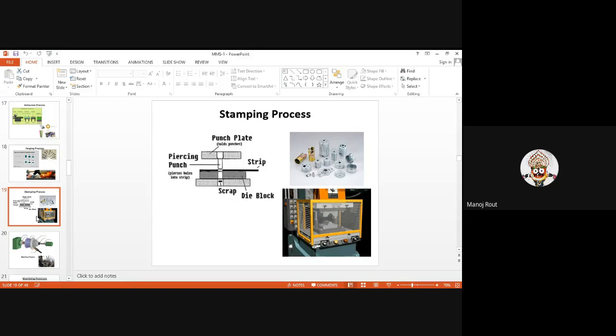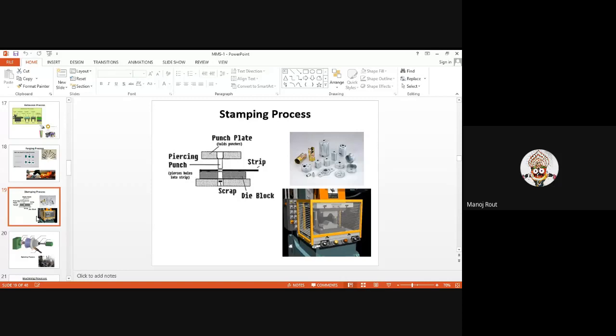In the right top corner, you see different kinds of applications which are directly used in the automotive sector, the electric sector, in making complicated strips, and even tubes and different kinds of valves generally used in plumbing. All of these are done through the stamping process.